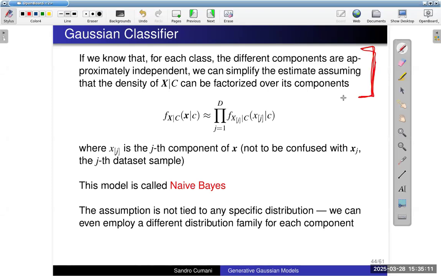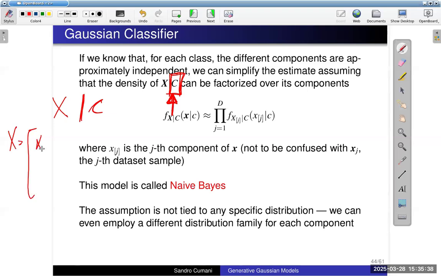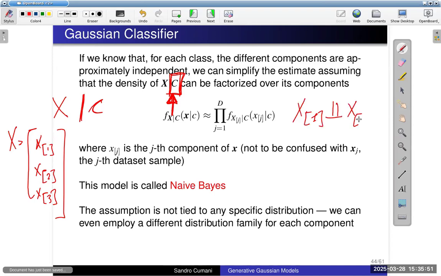The first is called the naive classifier. A naive classifier makes an additional assumption on the features. The assumption is that the class conditional features can be described as being independent. What does it mean? Given a class, and it's important that this holds given a class, so it's not true for the feature vector on its own, but only given a class. If I have a random vector, and I use square brackets to identify the components of the vector, say components 1, 2, and 3, it says that component 1 is independent of component 2 given the class. So if I know the class, then the components are independent.